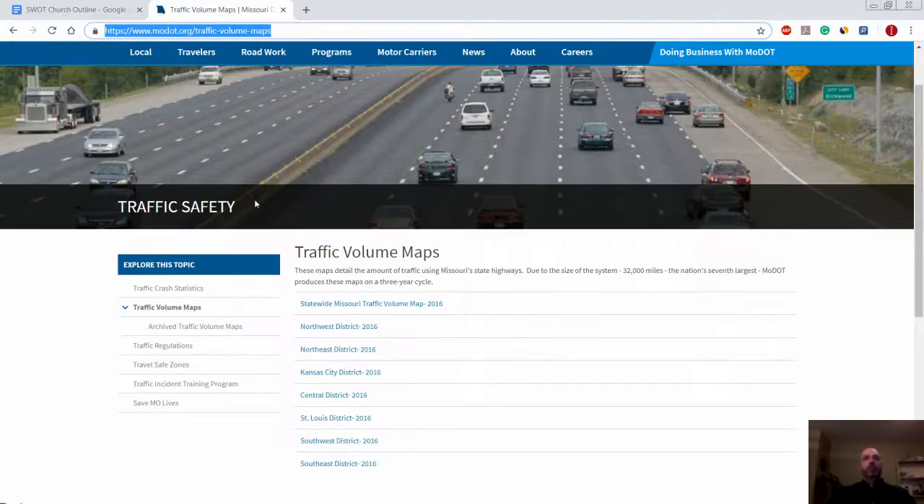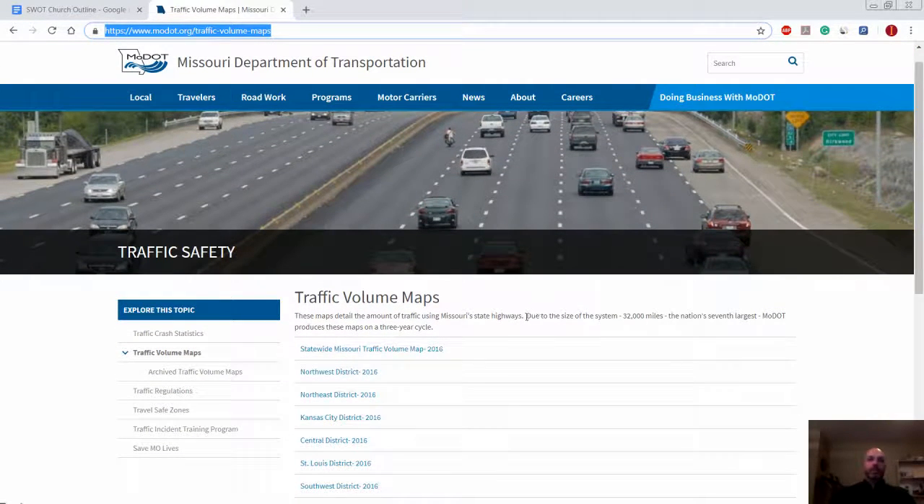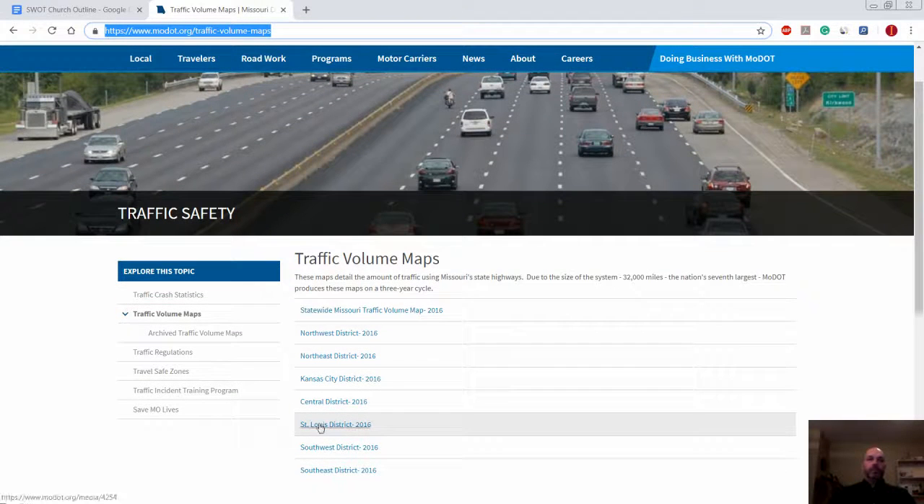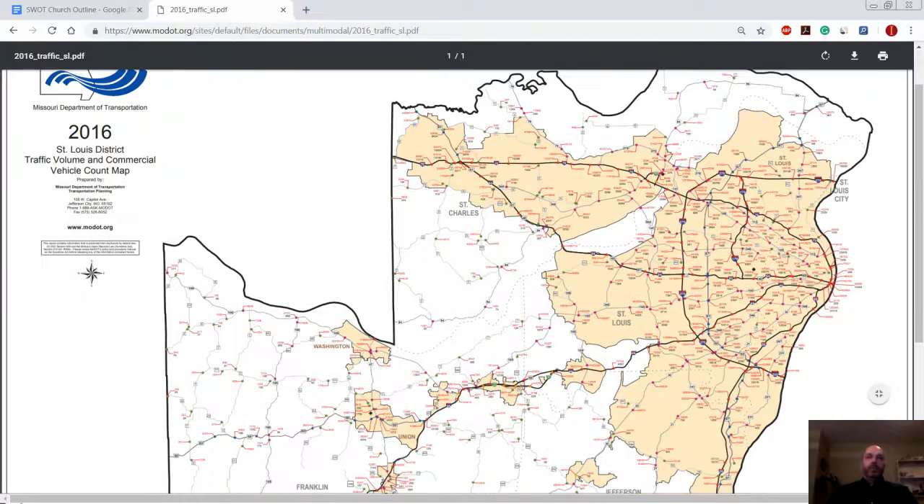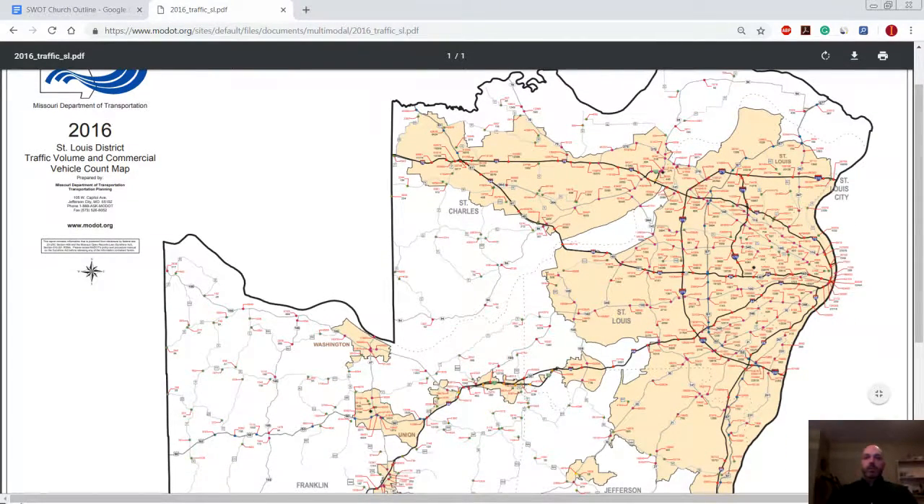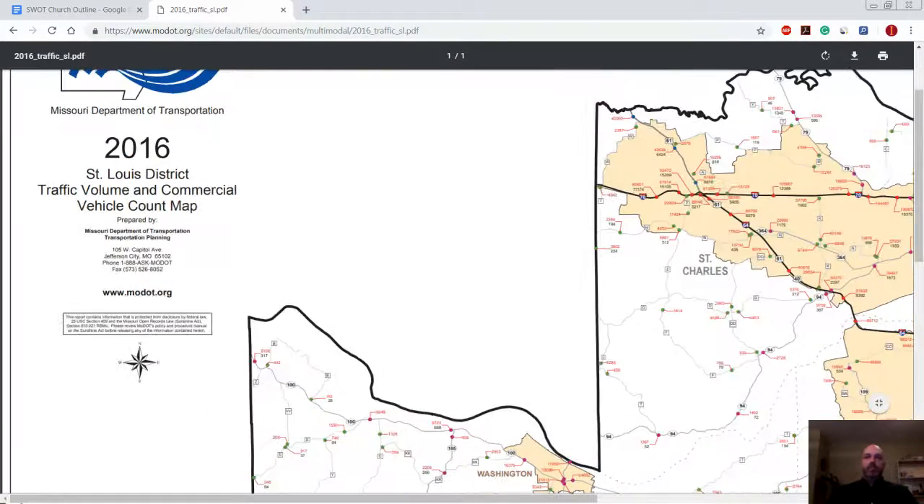There we go. So we look. First result was Missouri Department of Transportation, traffic volume maps, St. Louis District. Okay, it's 2016. It's a couple years old at this point. But let's see what they got here. I just pulled this out at random. Okay. So here we are. We got us a PDF. And kind of zoom in.